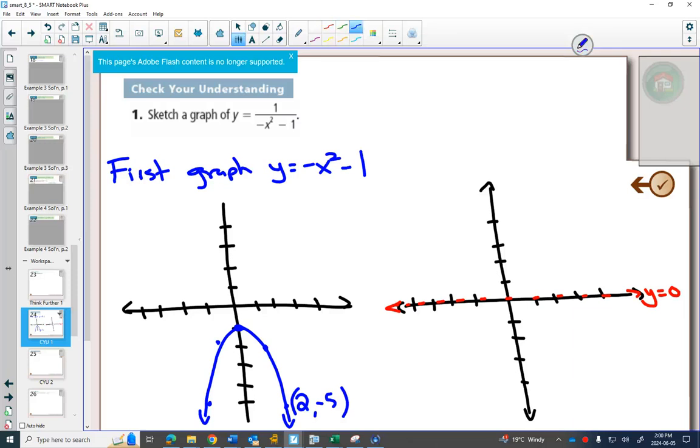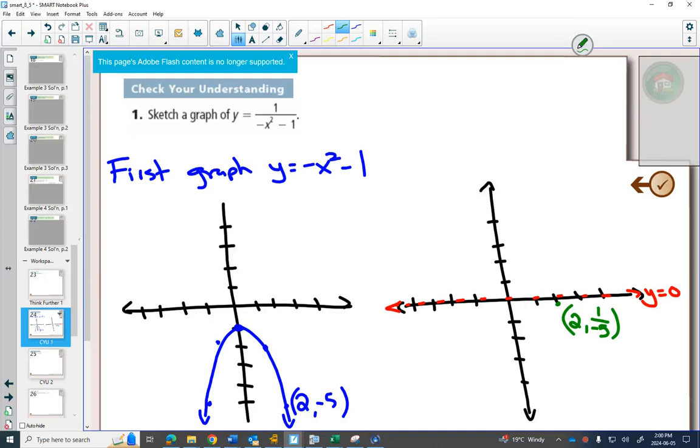Now, some points. Hey, by the way, you only have one section. But you might need to do a few more points before you can figure out what this graph is going to look like. Like I have (2, -5). I'm going to graph this one in green. Would it make sense that I would have (2, 1 over -5)?